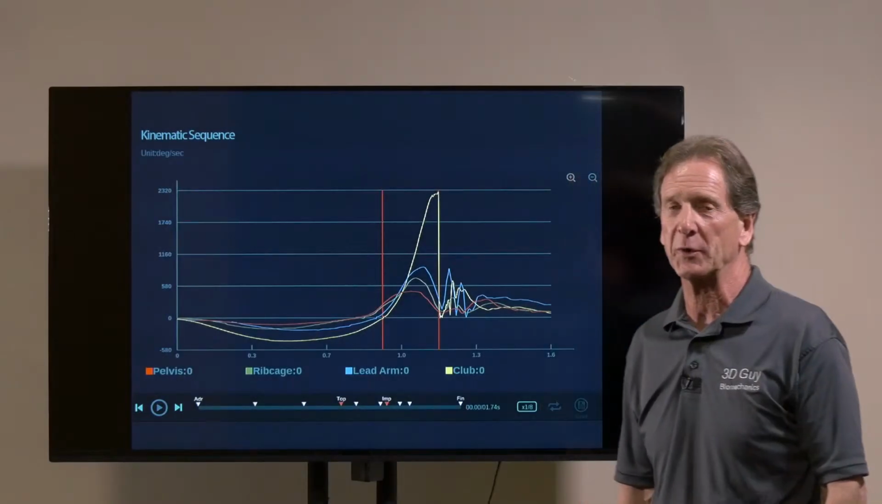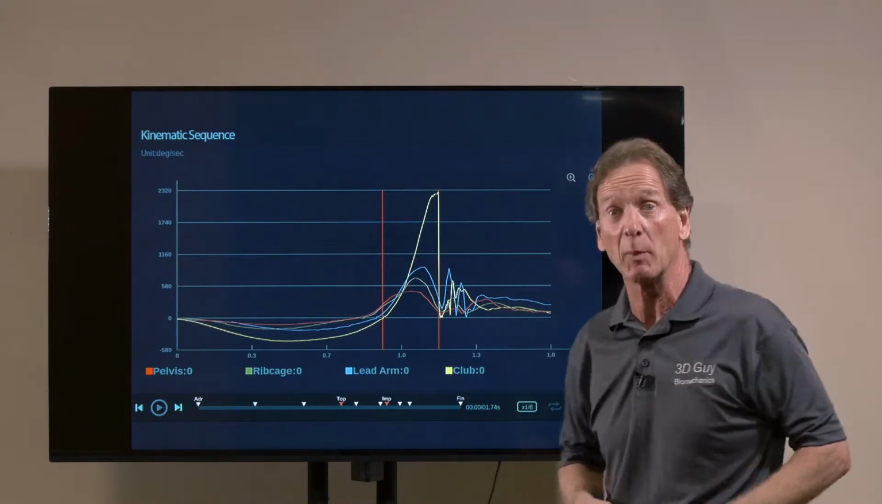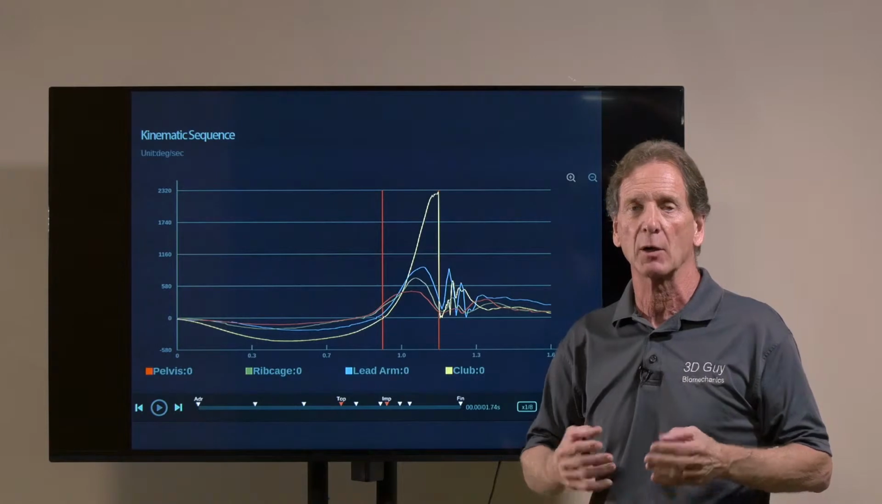Hi, I'm Phil Cheatham, the 3D guy, and I'm going to talk to you about the kinematic sequence as measured by the MySwing system. Now, the kinematic sequence is a very important aspect of the golf swing.